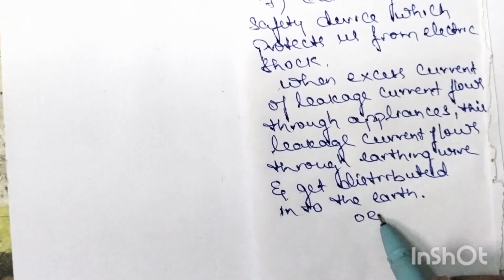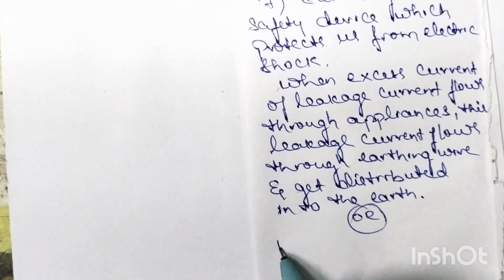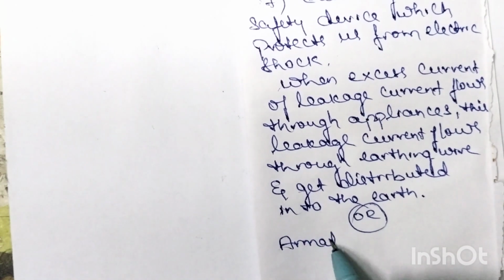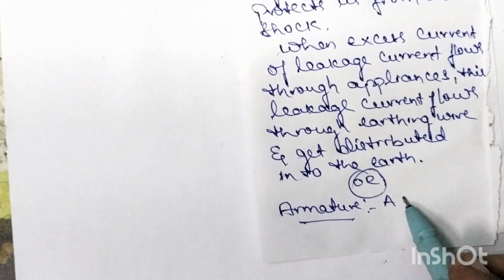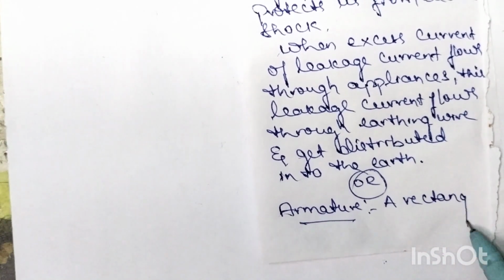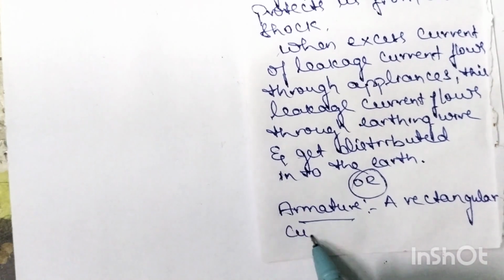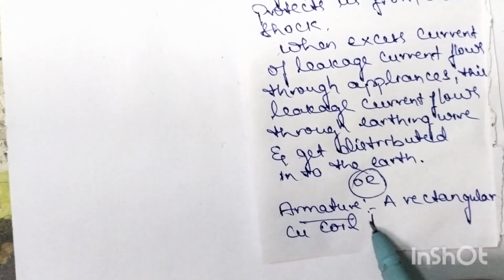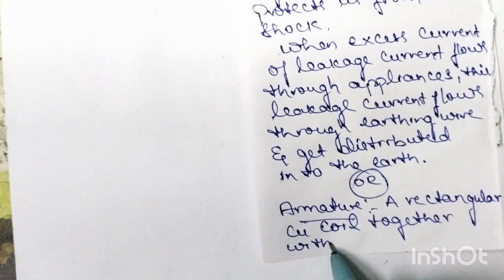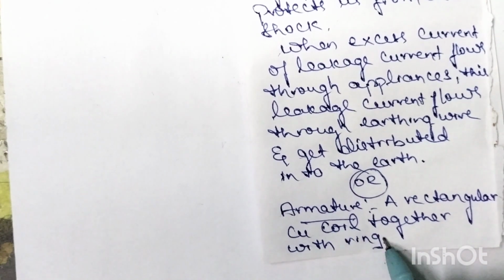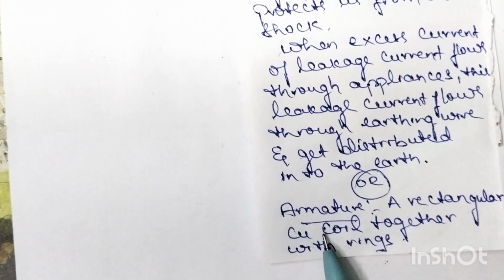In the 7th one, there is again an optional question, that is an internal choice question. What is an armature? So what is meant by armature? A rectangular copper coil together with rings is called an armature. What is an armature? A rectangular copper coil together with rings.